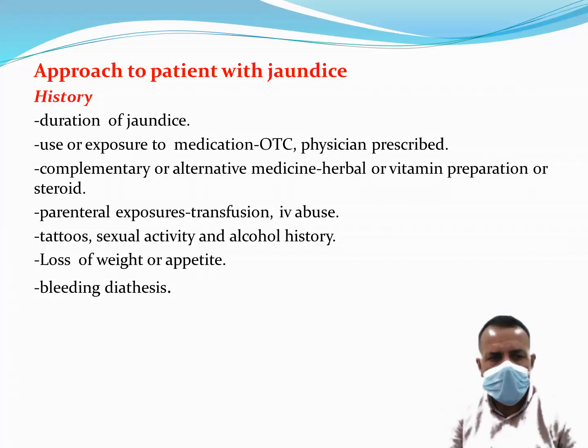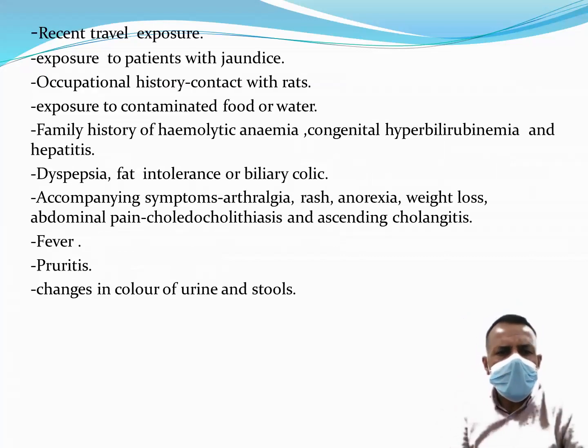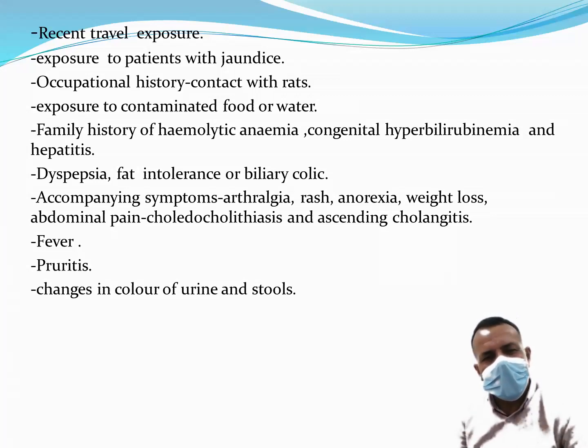when facing patients with jaundice. Recent travel, exposure to an endemic area, exposure to a patient with jaundice, if there is any jaundiced patient in the family. So when facing a patient with jaundice, ask about the family, if there is a familial disease, either infectious disease like hepatitis, or inherited disease, for example thalassemia or sickle cell anemia leading to hemolytic anemia and jaundice. Occupational history, contact with rats. The rat transmits the spirochete, leading to spirochete disease, leading to hemolysis and jaundice.